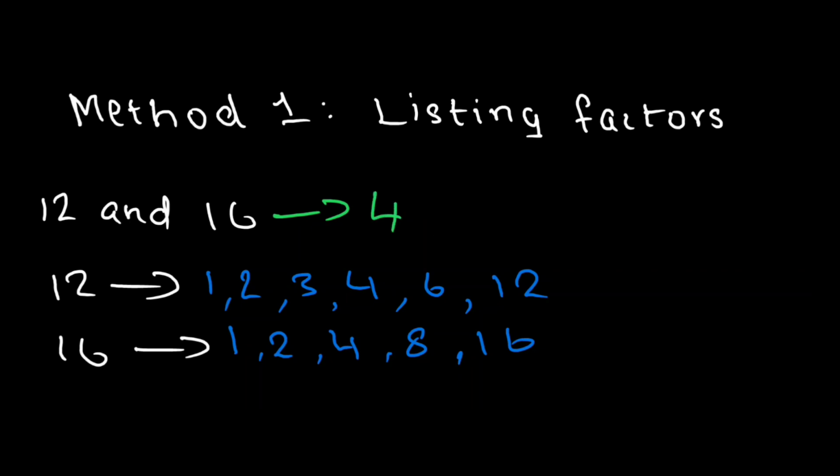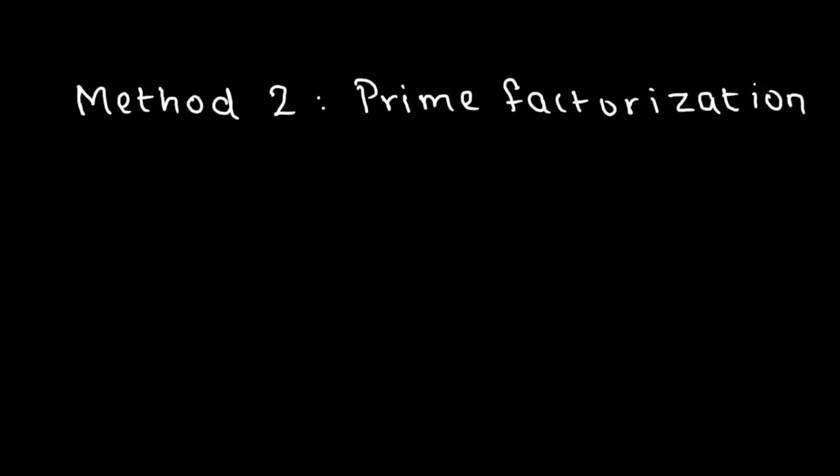Now, sometimes listing factors is easy, but what if the numbers are big? That's where the prime factorization method becomes handy. In this method, we break down each number into its prime factors. Then we find the common prime factors. Finally, we multiply these common factors to get the HCF. Let's see this with an example.